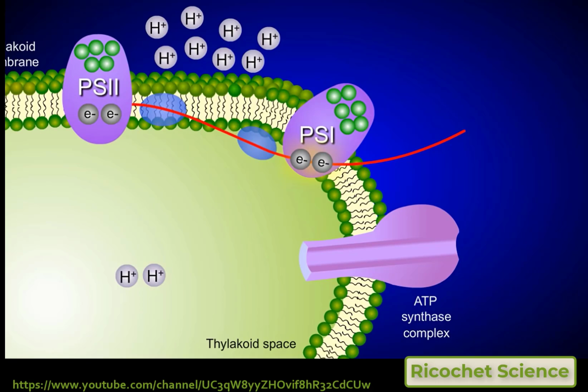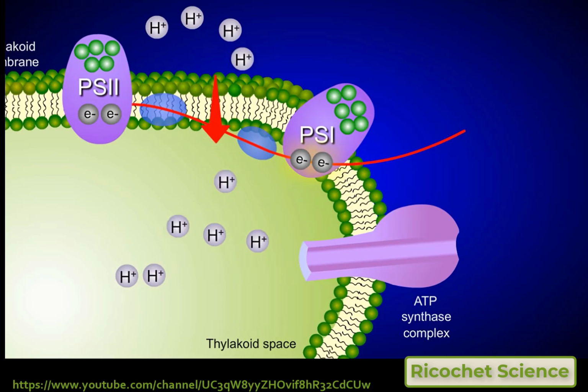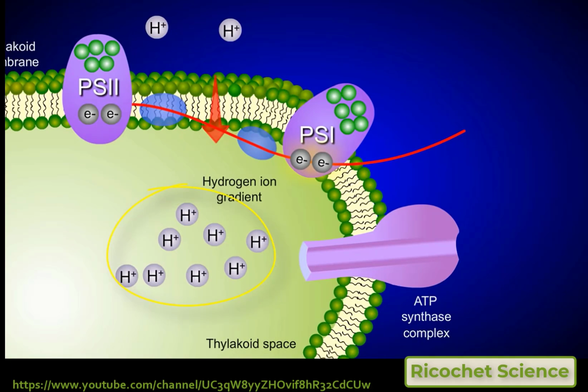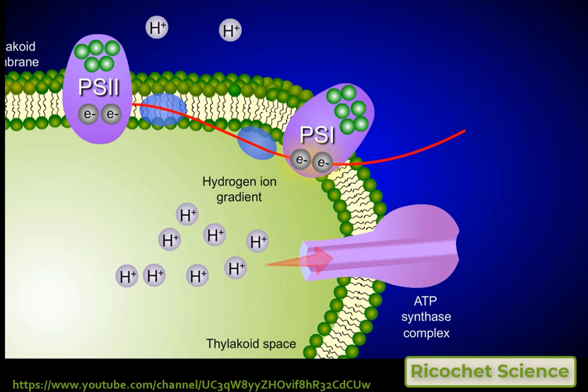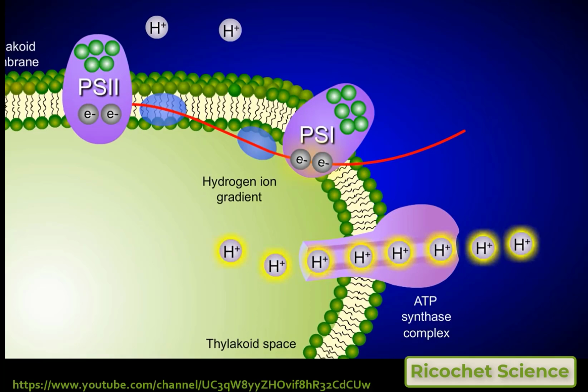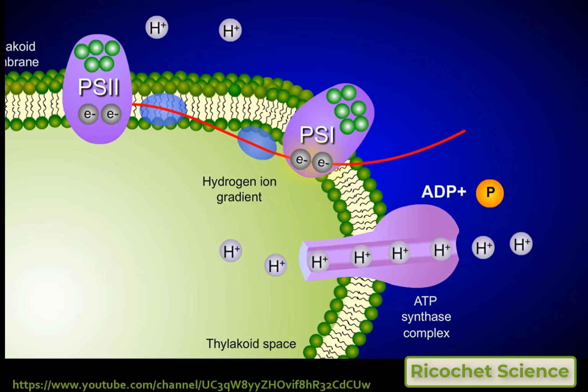A protein in the electron transport chain pumps hydrogen ions from the stroma into the thylakoid space. This creates a high concentration of ions in the thylakoid space relative to the low concentration of ions in the stroma. This gradient contains a large amount of potential energy, which is used by an enzyme called ATP synthase. The hydrogen ions flow down their concentration gradient through a channel in ATP synthase, releasing energy in the process. ATP synthase uses this energy to add a phosphate to ADP, forming ATP.